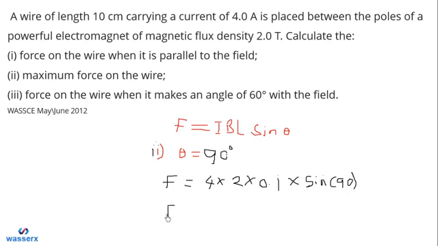So the whole thing here will give us 4 times 2, which is 8, times 0.1. That will give you 0.8, times 1 newton. 0.8 times 1 will finally give us 0.8 newtons.